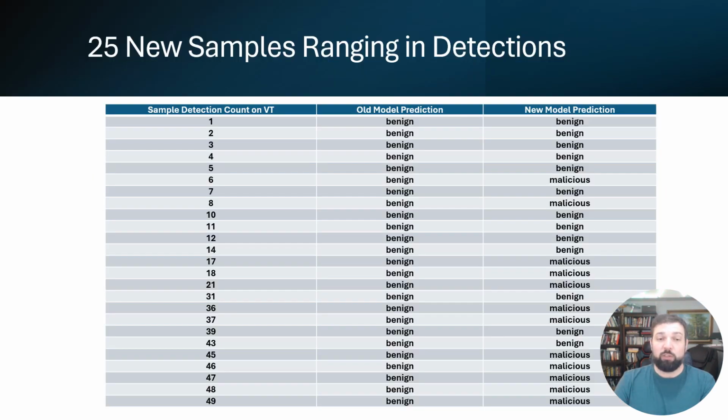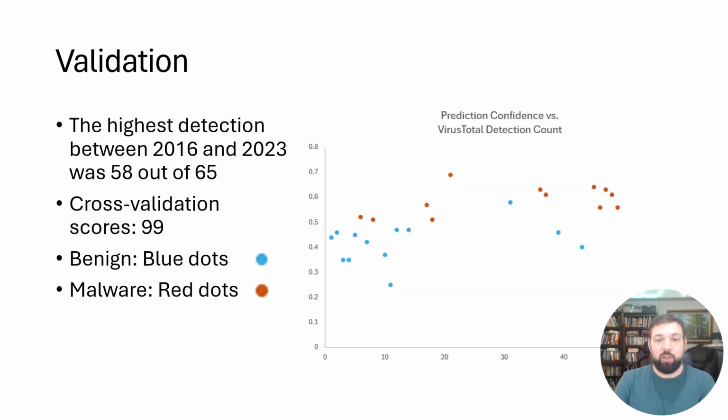For real-world testing, I decided to download documents from VirusTotal that had 1 detection, 2 detections, 3 detections, and so forth. The old model predicted them all as benign, and my new model successfully classified many of them as malicious. Here's a visual representation of that.